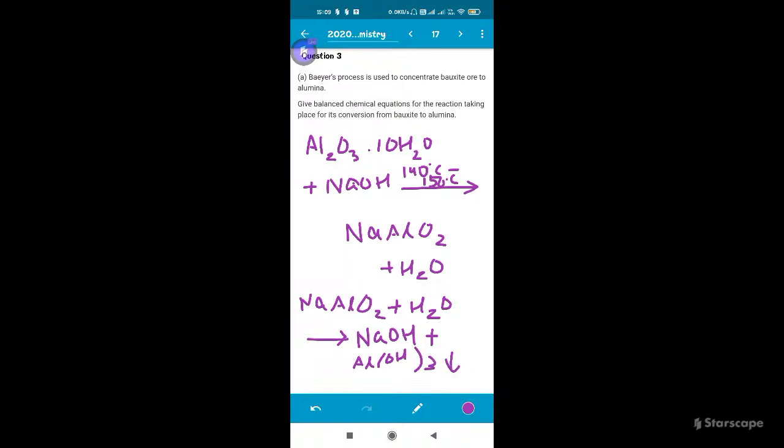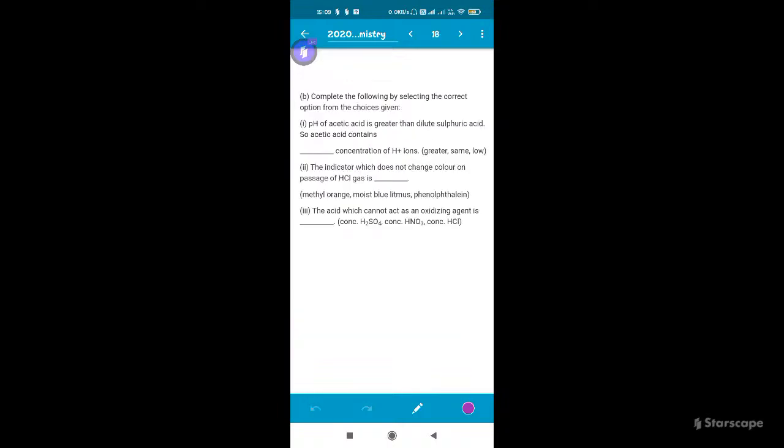Now this aluminium hydroxide can be heated at a temperature of 1000 degrees Celsius and we will get our required substance. So Al(OH)3, when it is heated at a temperature of 1000 degrees Celsius, we will get alumina, Al2O3, and water.